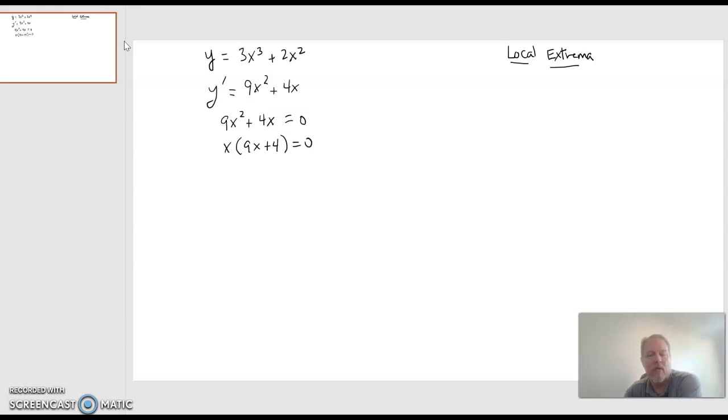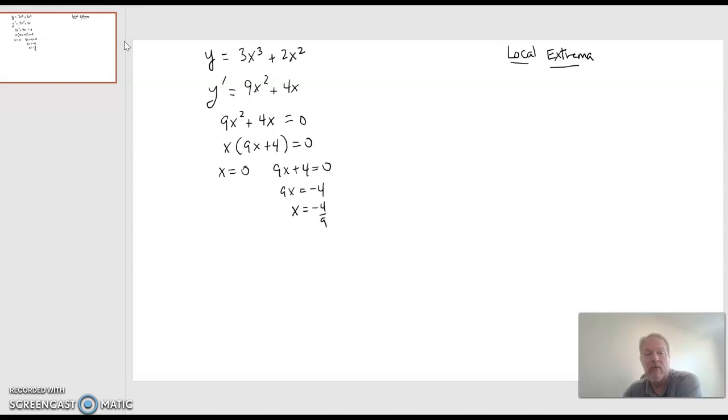So this is a zero factor property. This is 0 when x is 0 or when 9x plus 4 is 0. And if we solve that for x, you get 9x equals negative 4. Divide both sides by 9, you get x equals negative 4/9. So these are called critical points. These are places that local extrema can occur, which means it's also places where absolute extrema could occur. We'll talk about that in a second.